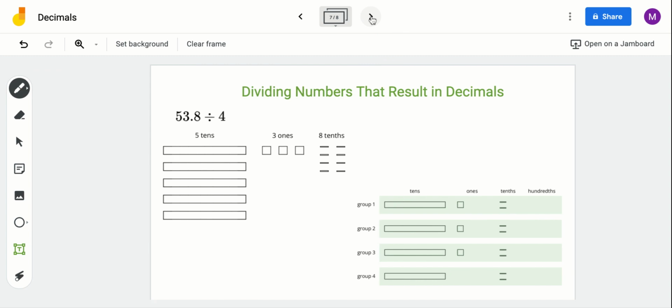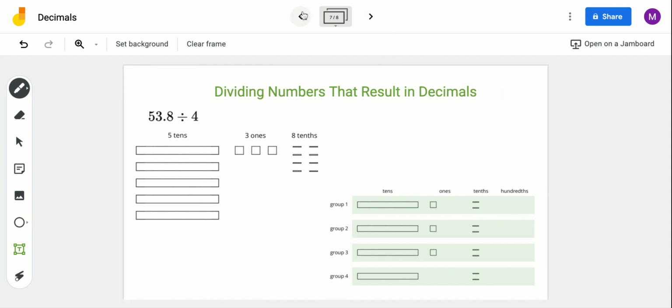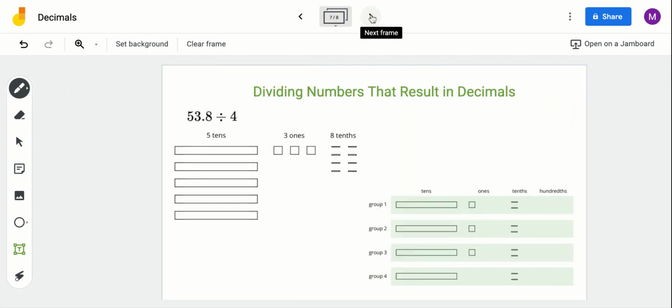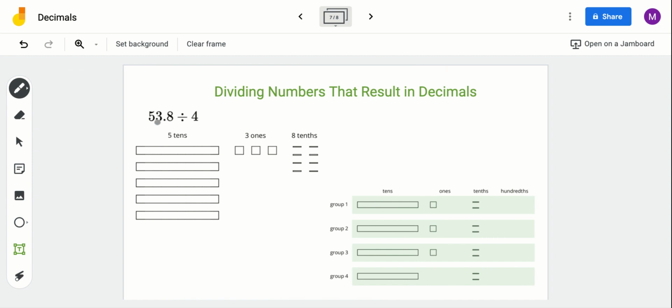So we can do this again since we were able to keep on dividing when we got a decimal. We're going to start with a dividend that has a decimal in it. And so the place value drawing for this division problem is 5 tens, 50, 3 ones, 3, and 8 tenths, 53 and 8 tenths. And we're dividing it into 4, so we're splitting it into 4 groups.